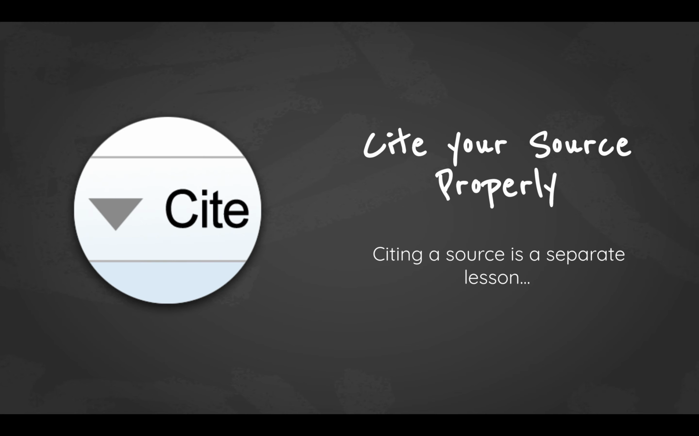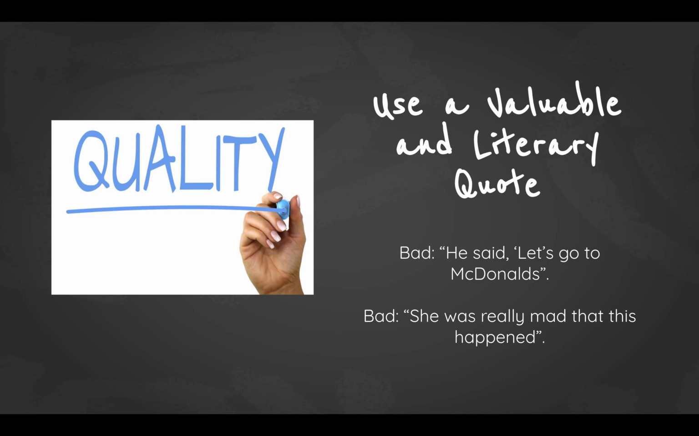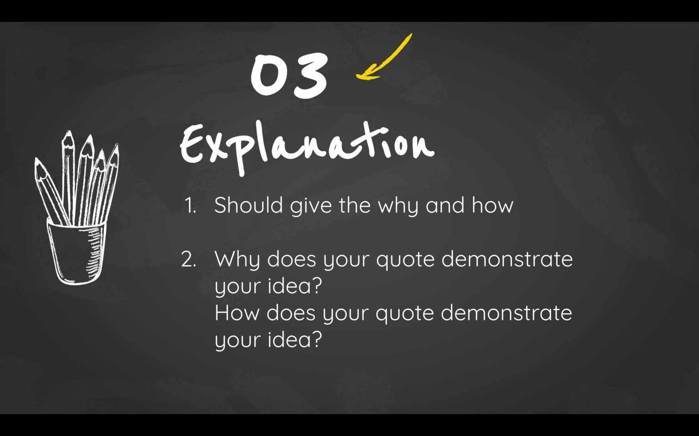Cite your sources properly. Citing a source is for a separate lesson. I'm not going to get into that right now, but make sure when you quote, you're citing your source. And then use a valuable and literary quote. Don't say, he said, let's go to McDonald's. She was really mad that happened. So they decided to go down the hill. Terrorism is bad. Those are not literary quotes. Those are not good quotes to use. You need to come up with something that is an example of good literature. And no, not everything is an example of good literature. So that's for the quote.